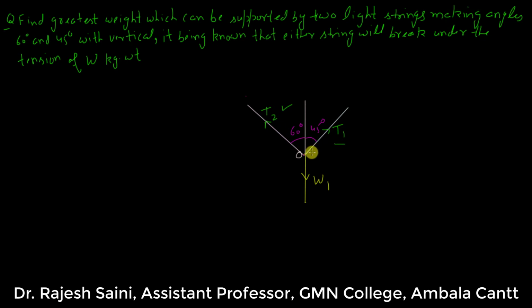Fine. Now we have to find the greatest weight which can be supported by these two. Since these strings are supporting this weight W1, we can say that the system is in equilibrium, because they are successfully able to support this weight W1. So we have no hesitation in saying that the system is in equilibrium. Fine. So we can also apply Lami's theorem.